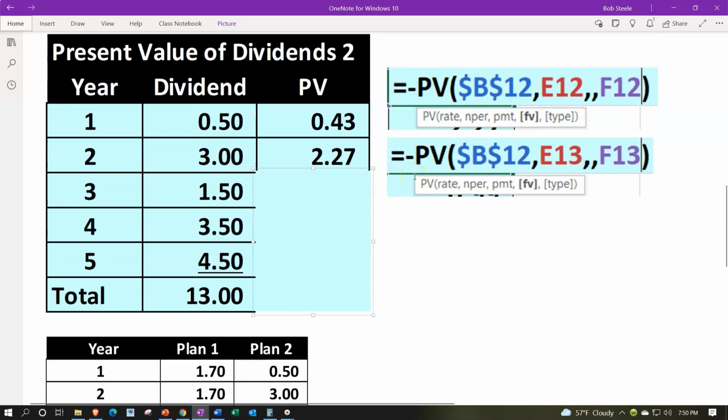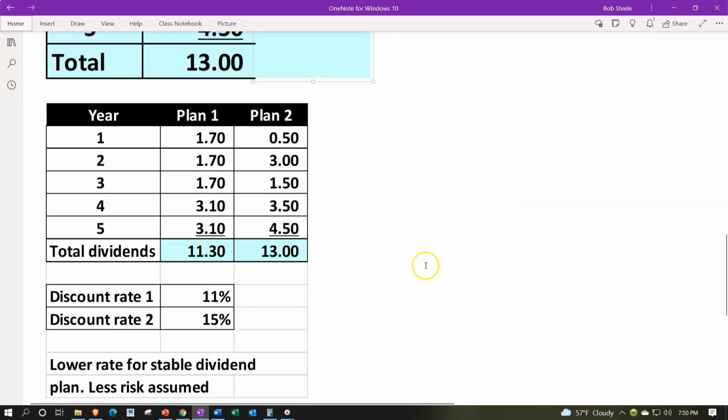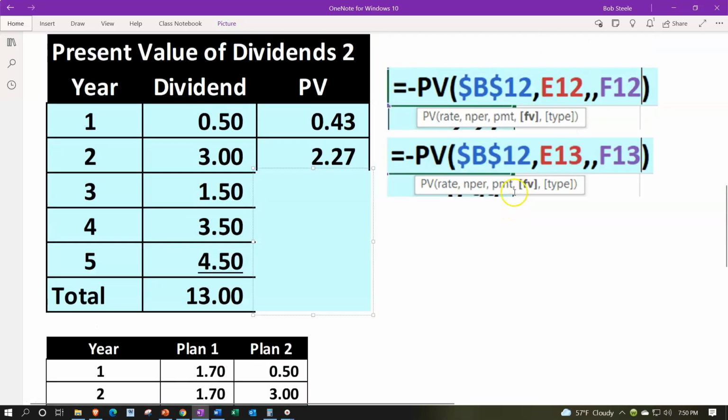That calculation, negative present value of the rate, which is the same cell. You can see that's what the absolute or $ signs do. That's that same 15%, comma, number of periods, which is now 2, now represented by a formula. That cell has changed, E12 to E13, which would do automatically when copying it down because it's not an absolute reference. No payment. And then the future value also copied down from F12 to F13, which is now this $3.